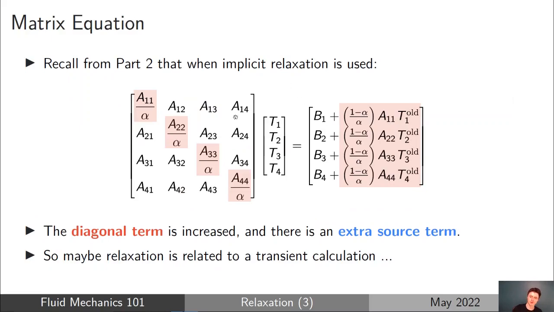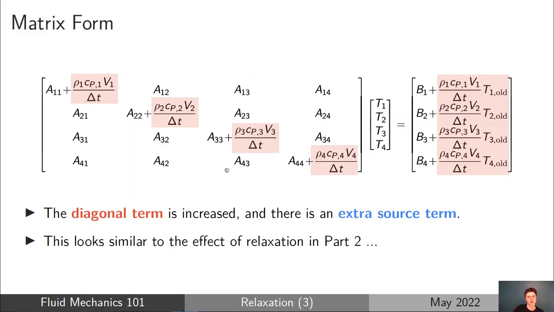And just a reminder of how that matrix looked when we applied implicit relaxation from part 2. You can see that we had A11, A22, A33, A44, but we divided it by the under-relaxation parameter alpha there. And we also had this additional source term on the right-hand side. And both of these, if you recall, have the effect that because alpha is less than 1, we get an increase in the diagonal coefficient on the A matrix, and we also get a source term which increases as alpha tends to 0.